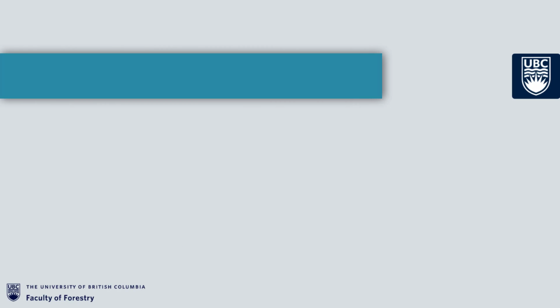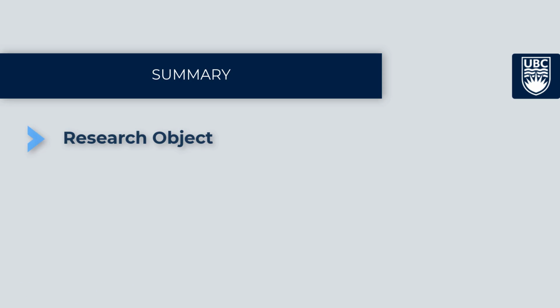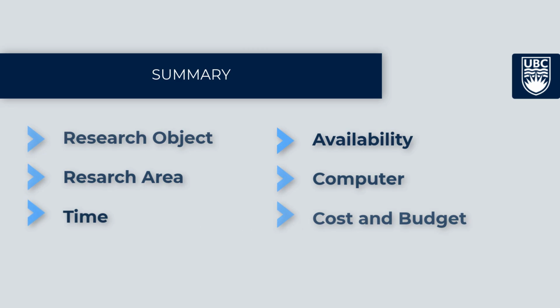Think about this before deciding. The research objective: what questions and problems do you want to solve? Research area: where is the location, and how large is it? Time: when do you want the data to be collected? Summer or winter, one-time collection, or a 10-year record? Availability: is the data open to download, or does it have limited access, or even not exist? Is your computer powerful enough to handle it, and do you have enough space to store it? Last but not least, cost and budget, both time and money.